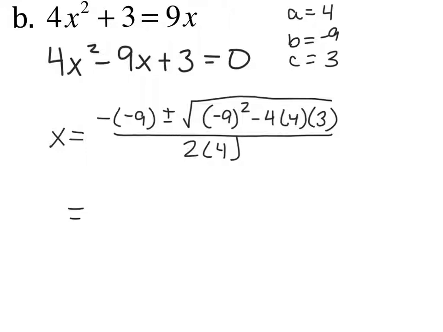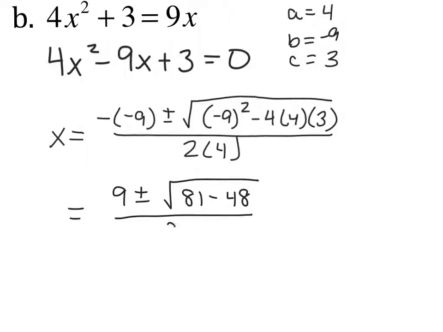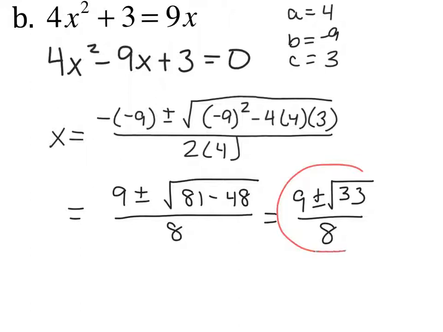Now we are going to simplify the same 4. So 9 up front here, 81 here, minus 48 there, and 8 in the denominator. 9 plus or minus radical 33, all over 8. And we actually have an answer. Now, this is the exact answers.